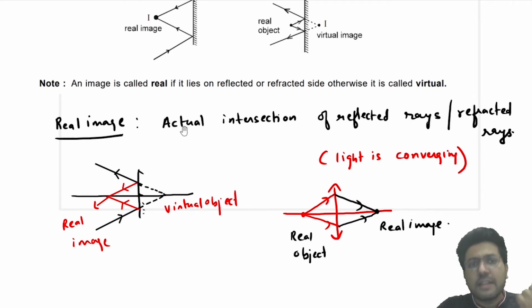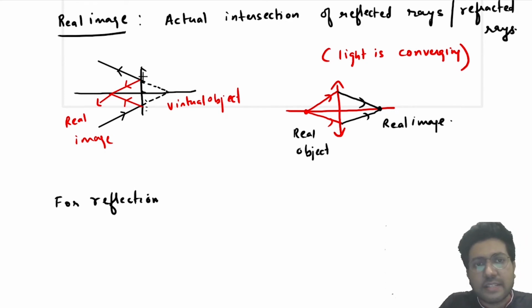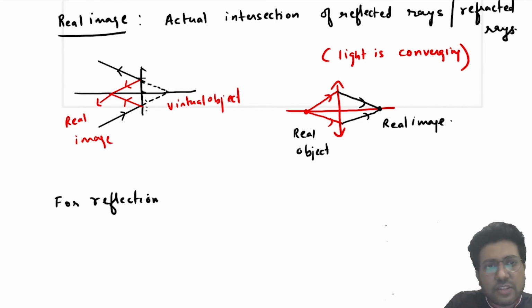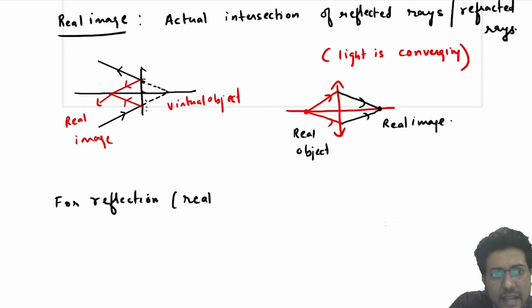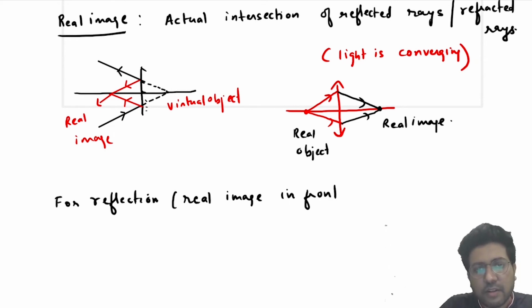In a real image, there is actual intersection of reflected or refracted rays. Now for reflection, you know that there has to be actual intersection, right? So if there is actual intersection, that means in reflection the real image has to be in front. Real image is in front. Why? Because actual intersection can occur only in the front, because light is again reflected back to the same medium. So for reflection, you will say that a real image is formed in front of the mirror. Okay, in front of the mirror.